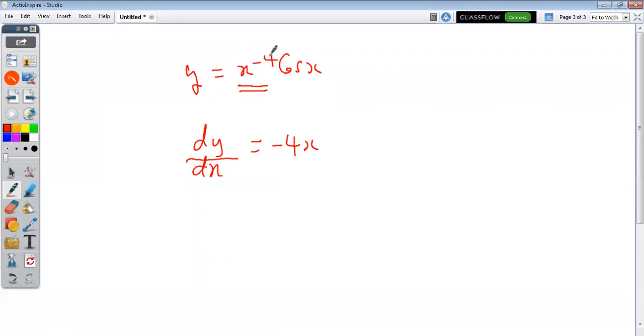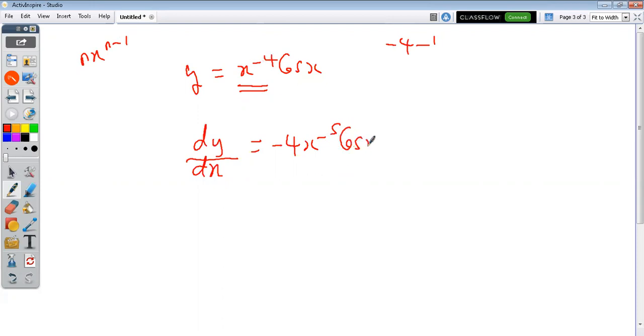Minus 4x to the power of 3 minus 3? No. Remember, it's n, x to the power of n minus 1. So if you say minus 4 minus 1, how can you get 3? So it's negative what? Negative 5.